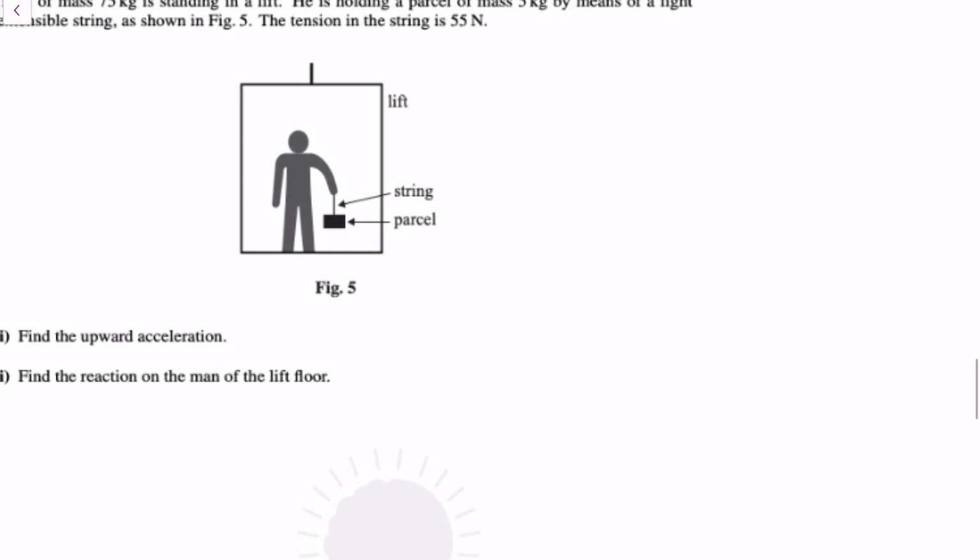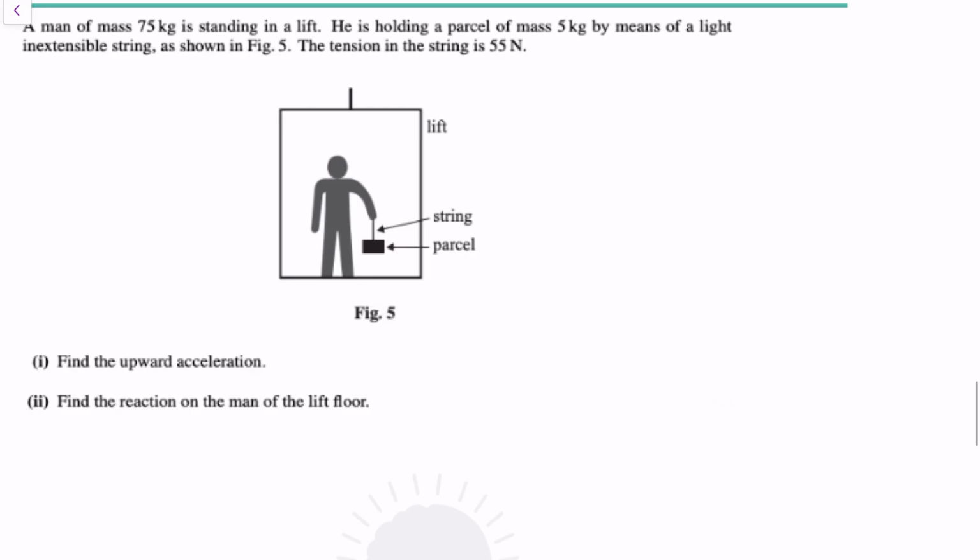A man of mass 75 kg is standing in a lift. He is holding a parcel of mass 5 kg by means of a light inextensible string as shown in figure 5. The tension in the string is 55 newtons. Find the upward acceleration.